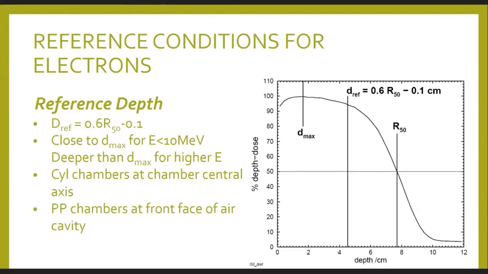And as we said, the position of the detector depends on the type of detector you're using. In case of using a cylindrical chamber, it has to be placed at the central axis of the detector. And in case of using the parallel plate chamber, it has to be positioned at the front face of an air cavity.